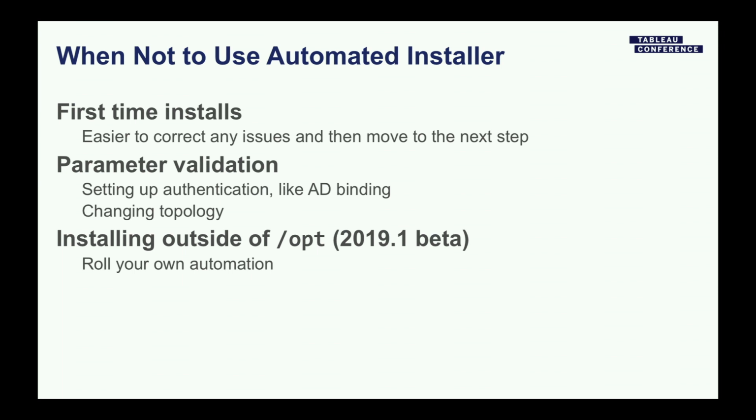Also, that feature I mentioned, the 2019.1 beta about installing outside of opt, we don't support that with the automated installer. We figure if you're doing that, then you know how to roll your own automation.